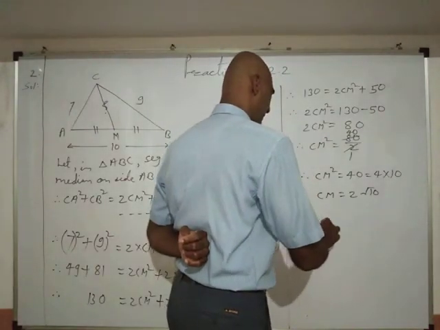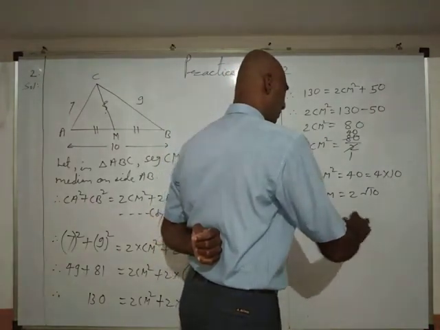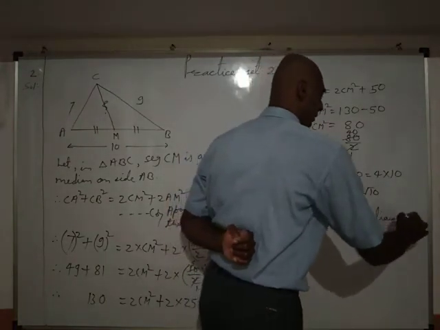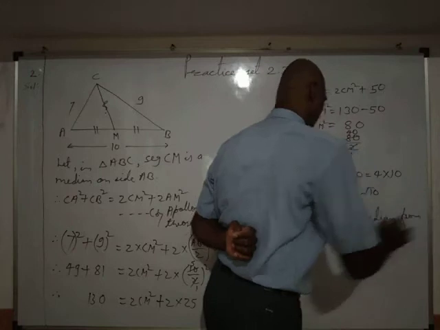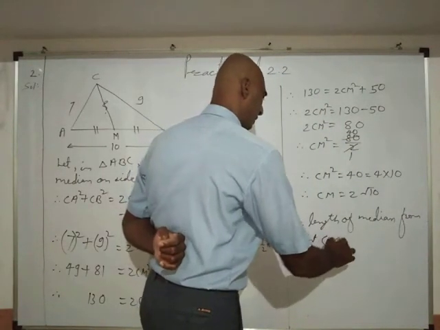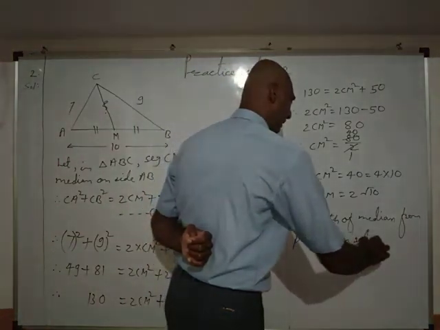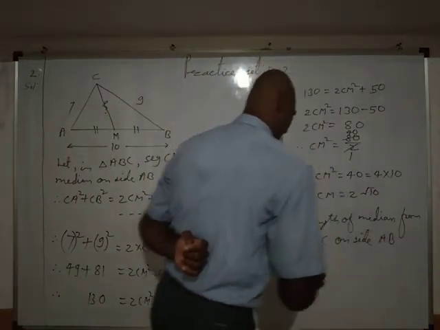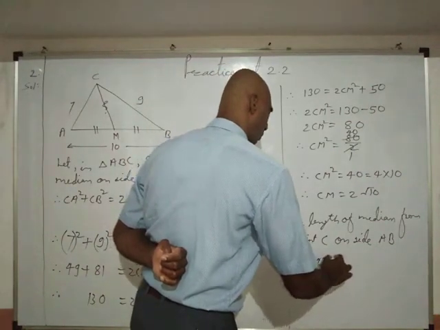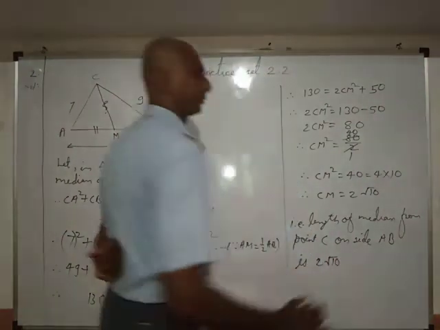That is, the length of the median from point C on side AB is 2 root 10.